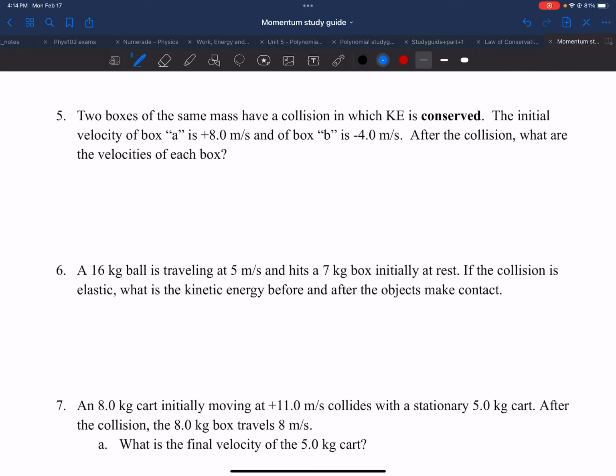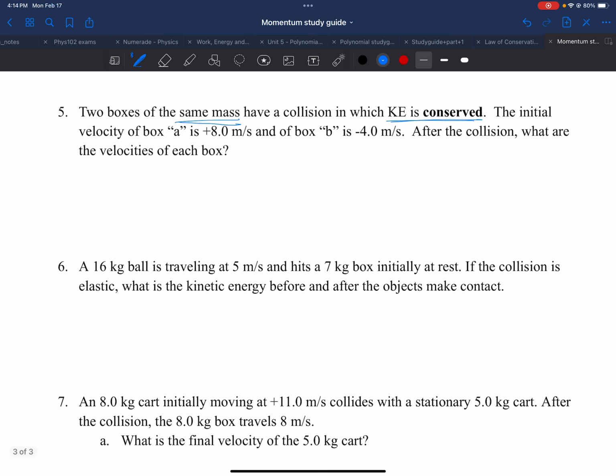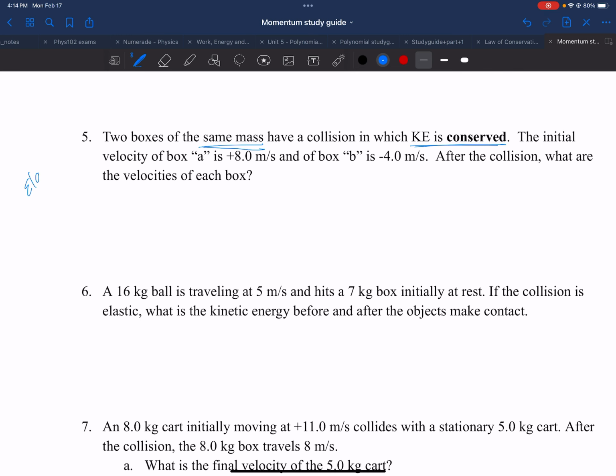Okay, this will be a film of number 5, 6, and 7. Number 5, we have 2 boxes of the same mass. Immediately, I'm a little bit suspicious. And it says that kinetic energy is conserved. So we know that this is an elastic collision.